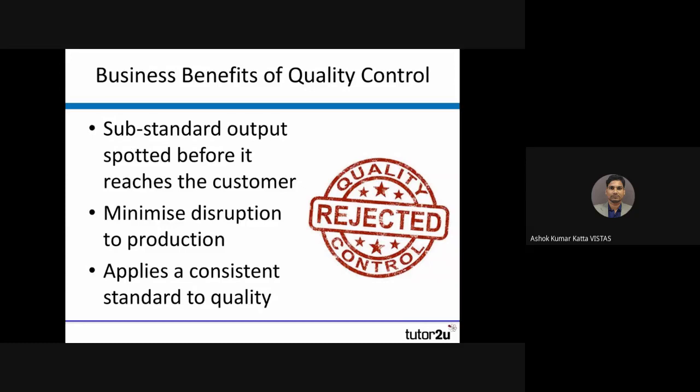Quality control, if the sampling is quite well organized, can be done with fairly minimal disruption to production. And also what you're trying to do is you're trying to apply that consistent standard. So you can raise the standard of what you believe to be acceptable. And if you raise the standard, it may mean that more products fail the quality control check.